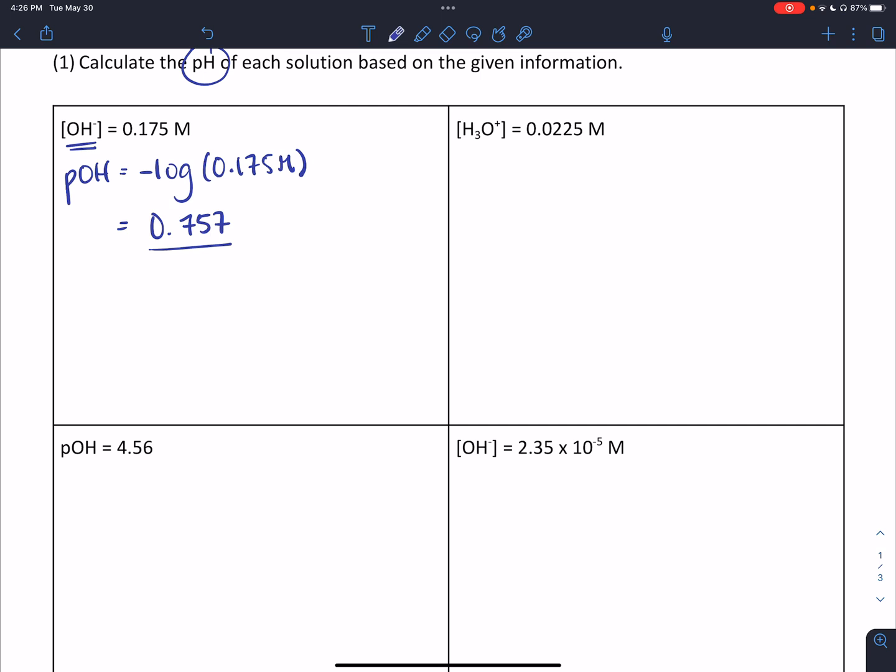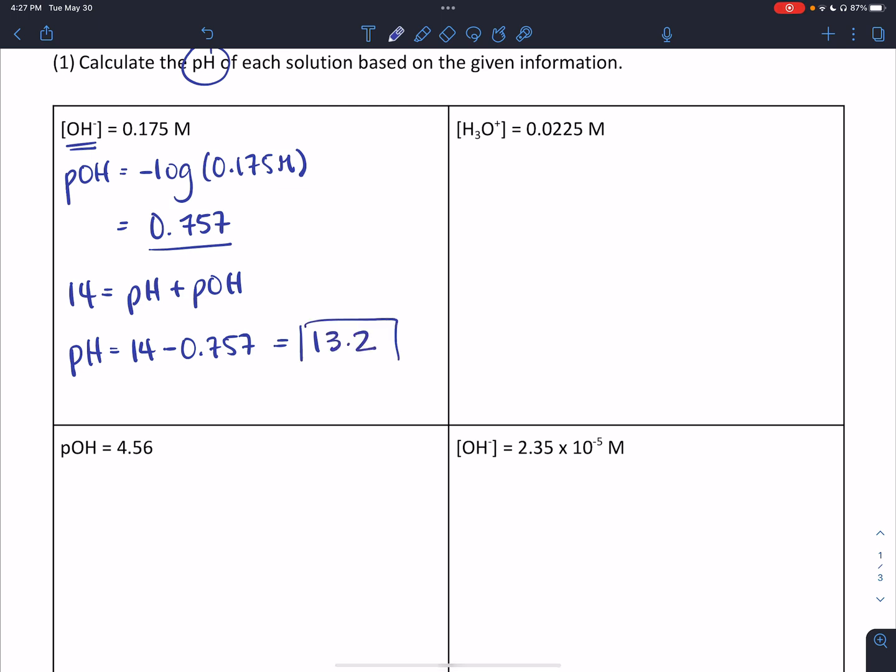But we're not finished. The problem wanted to know the pH. So I know that the pH plus the pOH always equals 14. In this case, the pH is 14 minus 0.757, which is equal to around 13.2. So this is a basic pH value. And if I look at my solution, I do have a base present. I have hydroxide present. So that is a reasonable answer.